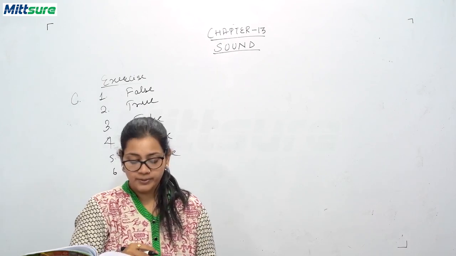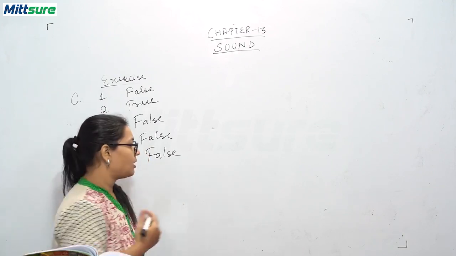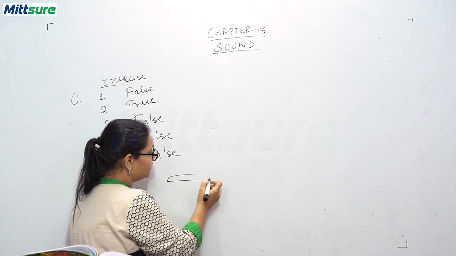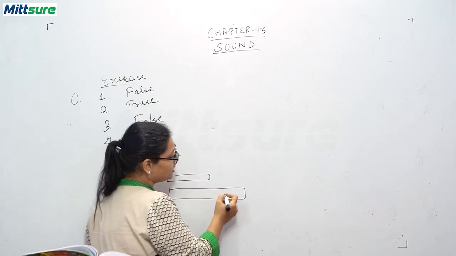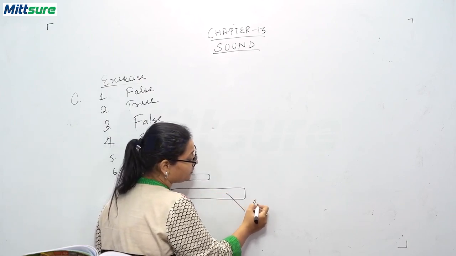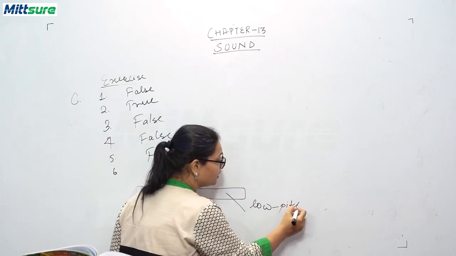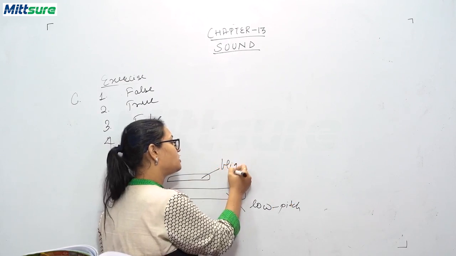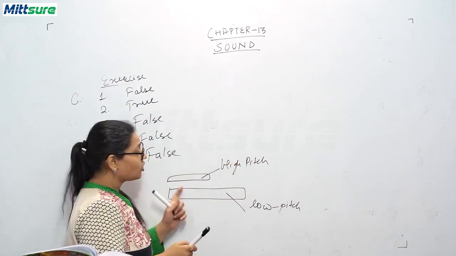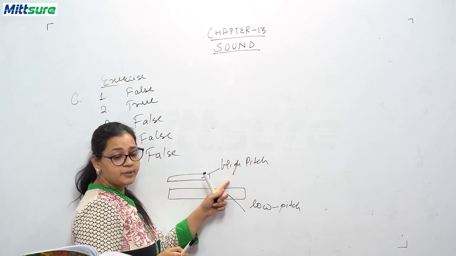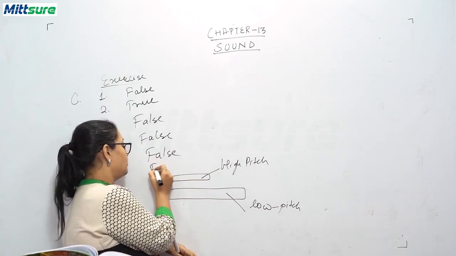a short flute will produce the sound of a lower pitch than a long flute. Now, we have discussed that air column, shorter air column and a longer air column. This longer air column will be producing low frequency sound or low pitch sound. This will be producing high pitch sound. Now the statement says a short flute will produce lower pitch sound than a long flute. So it is false. Okay.